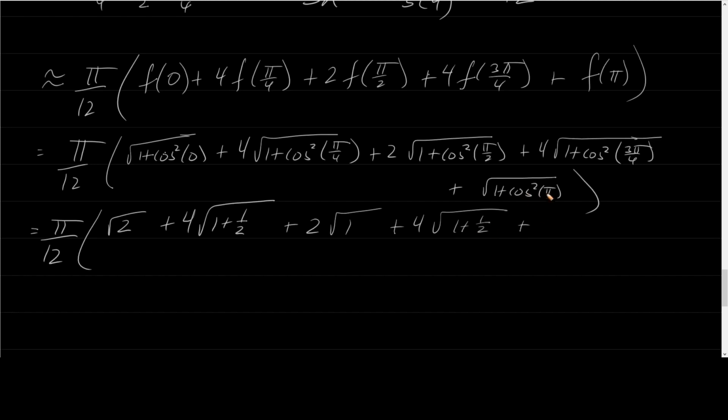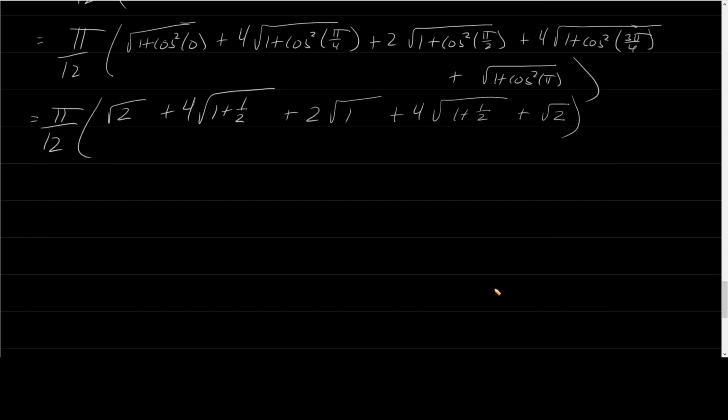And lastly here, cosine of pi. Cosine of pi is negative 1. So negative 1 squared is positive 1, and 1 plus 1 is 2. So let's see what we get here.